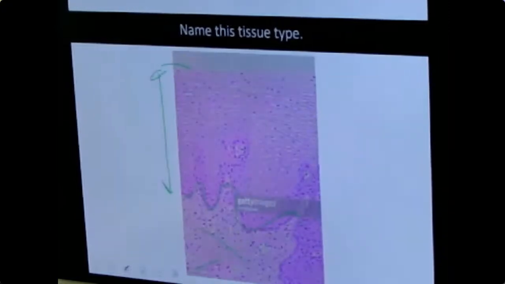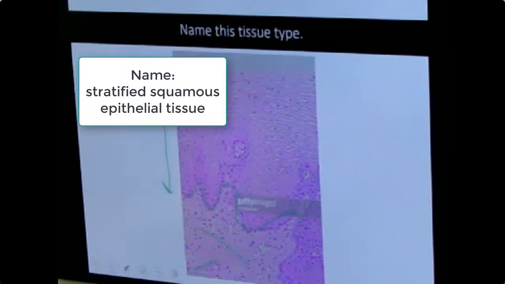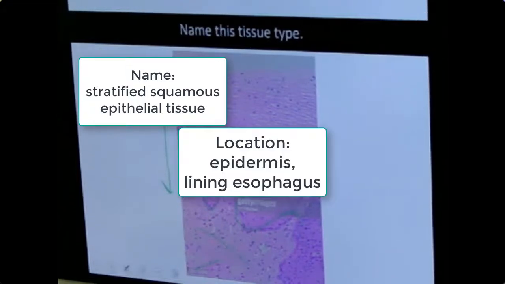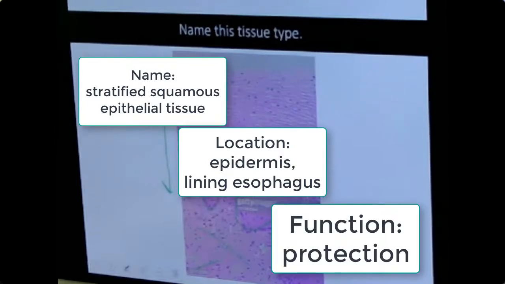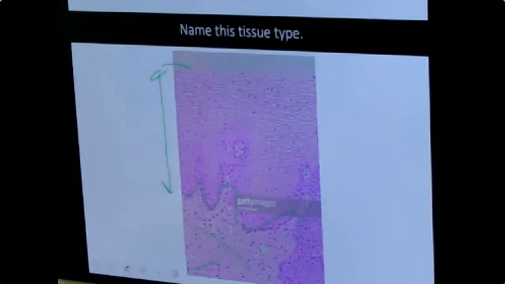This one, stratified squamous epithelial tissue, perfect. Where is that found? Epidermis. Epi was the surface of the skin, epidermis, lining your esophagus, vagina.